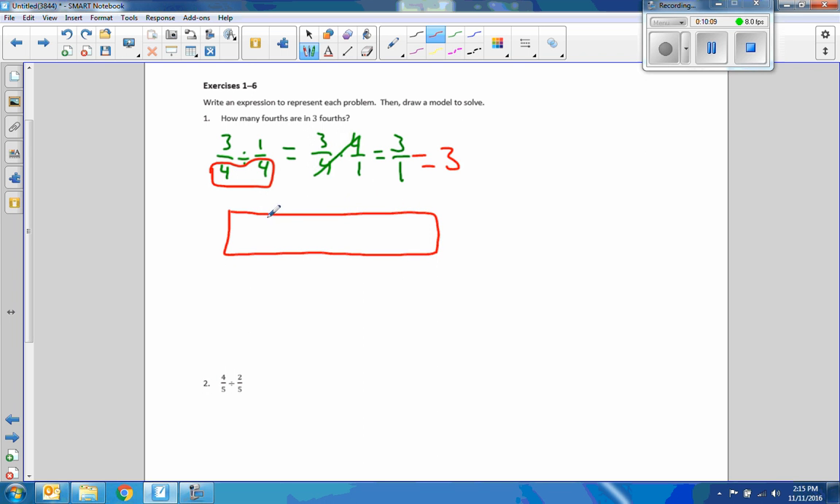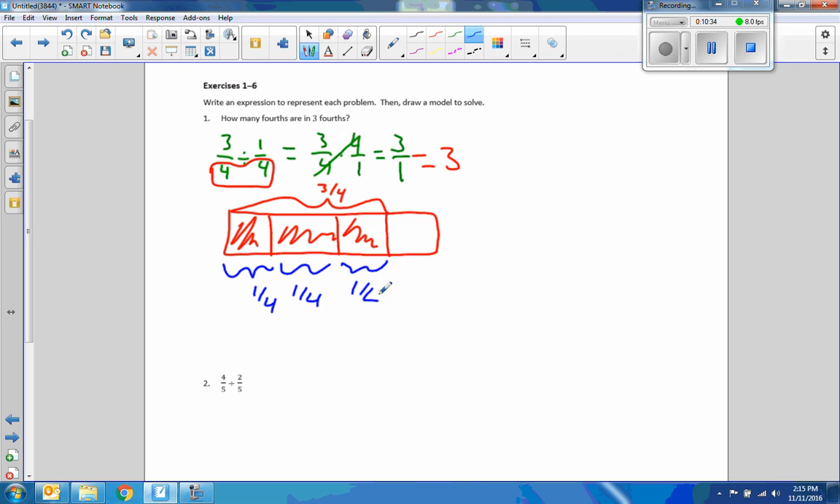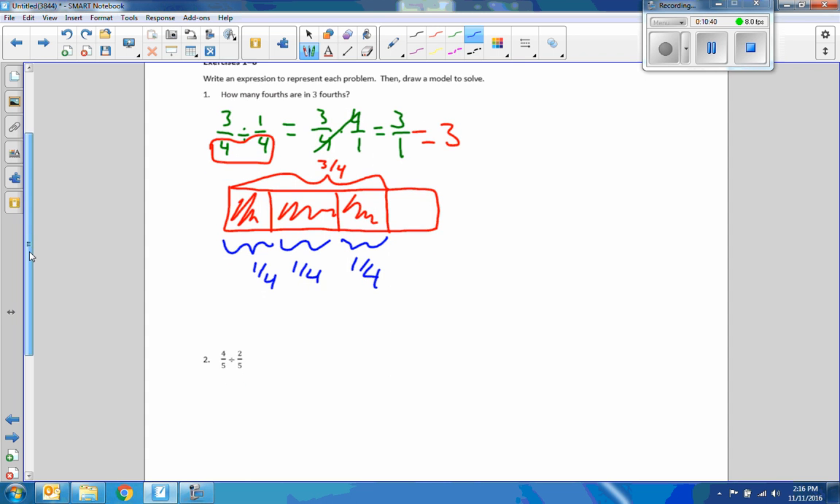Now if I were to make a model of this, 3 quarters, so I need quarters. 1 quarter, 2 quarters, 3 quarters, 1, 2, 3, 4. That whole thing is 3 quarters. Okay, divided by a quarter. In other words, how many quarters are in 3 quarters? And the answer is 3. So 3 quarters divided by a quarter just means how many quarters are in 3 quarters.